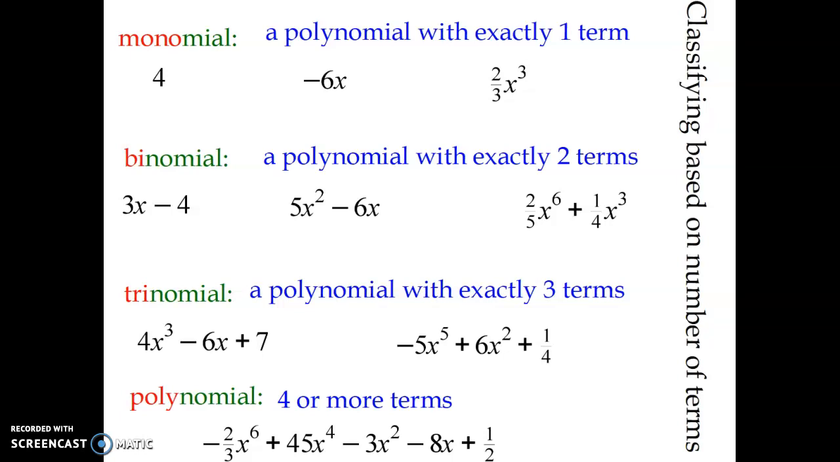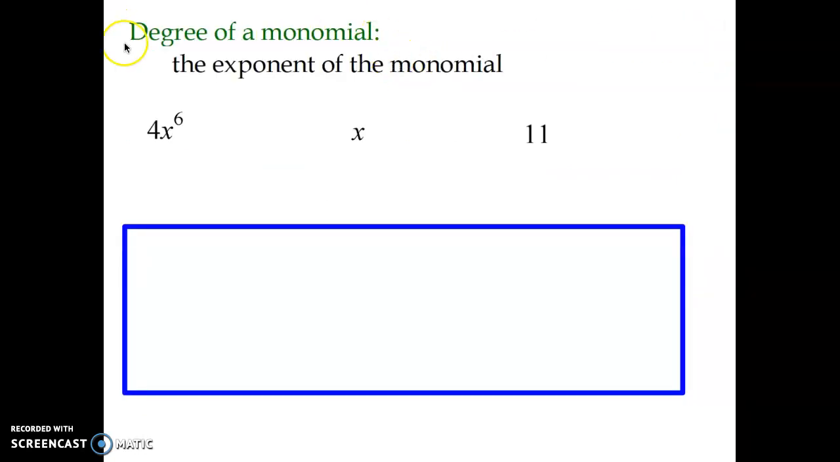Okay, the next thing we need to look at is the degree. So we need to look at this in two separate ways. First, the degree of a monomial. And you remember from the last slide, a monomial means it has one term. So I have 1, 2, 3 separate monomials here. And to find the degree of a monomial, you just look at the exponent. And it's important that this is the exponent on the variable. So I'm going to add that on here. You have to look at the exponent on the variable.